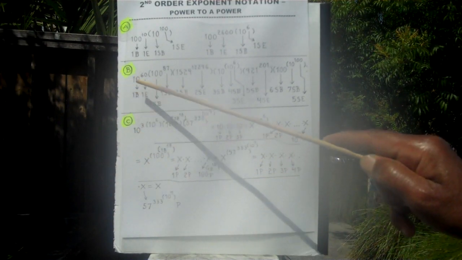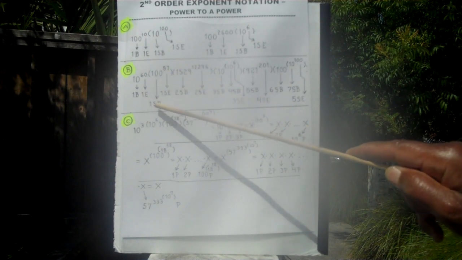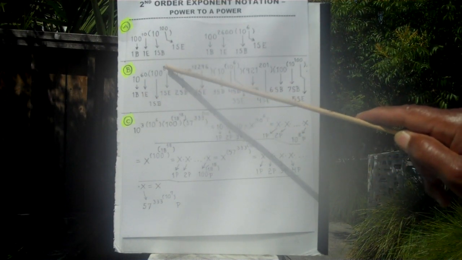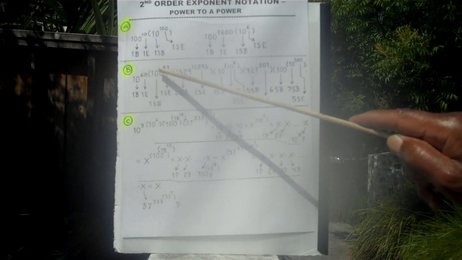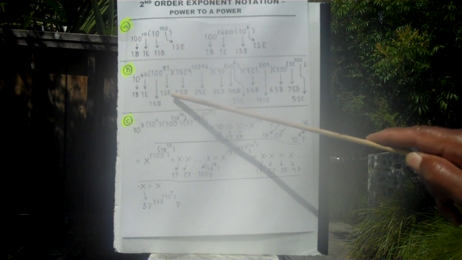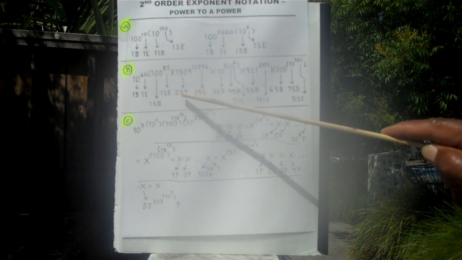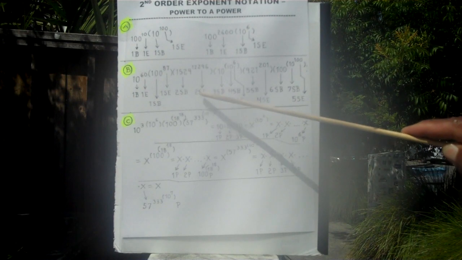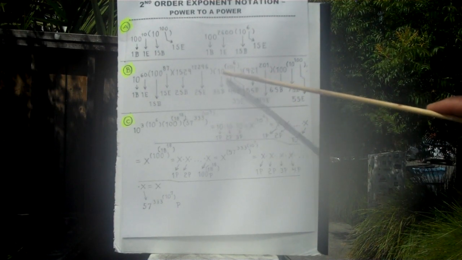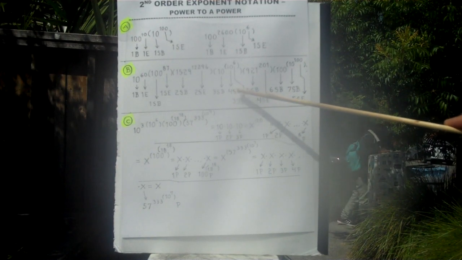this 10 is the first base, this 60 here is the first exponent, this 100 here is the first sub-base, this base is the first sub-base, this exponent here is the first sub-exponent, this one here is the second sub-base. This one here is the second sub-exponent. This one here is the third sub-base. This one here is the fourth sub-exponent.